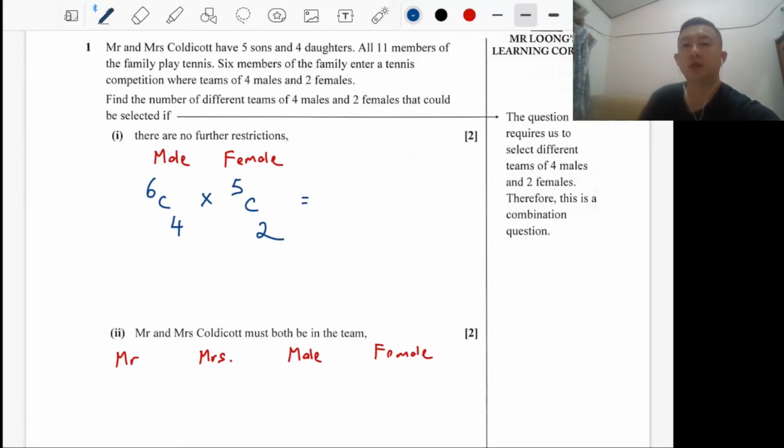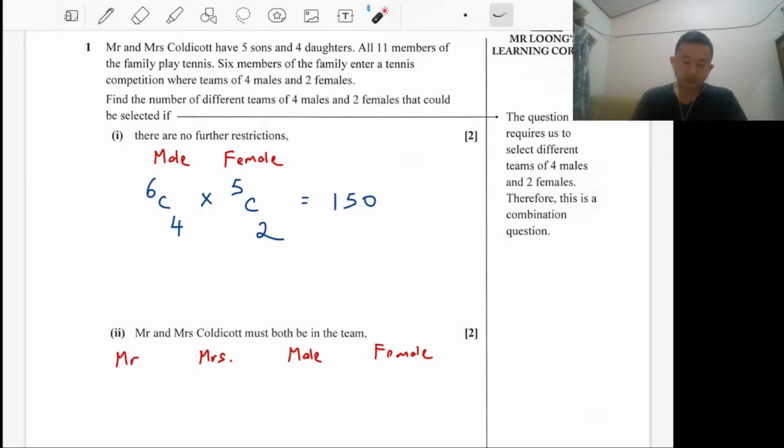And make sure you calculate this using your calculator. 6C4 times 5C2. So it should be 150. Alright. Now we go on with the next question.